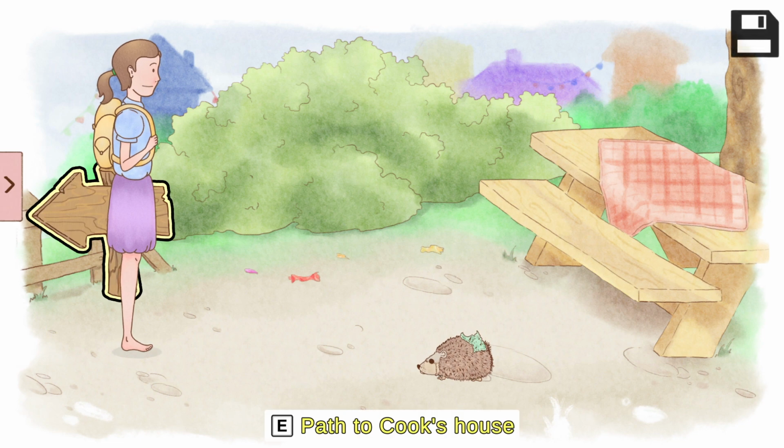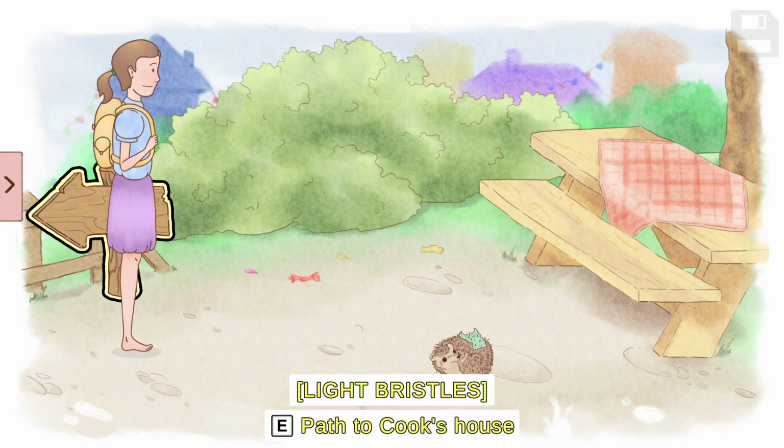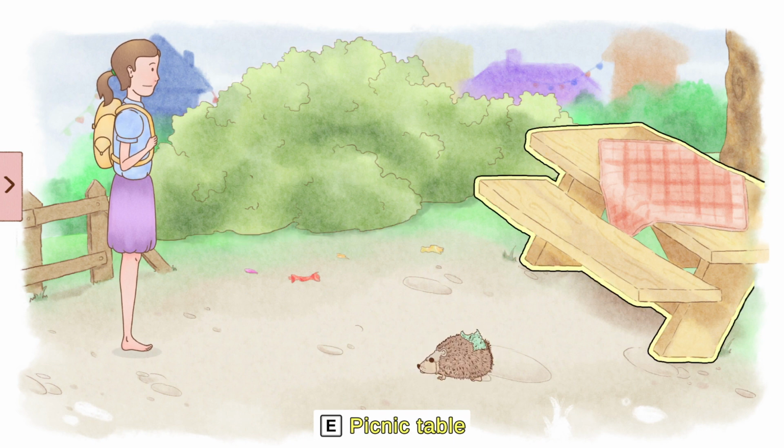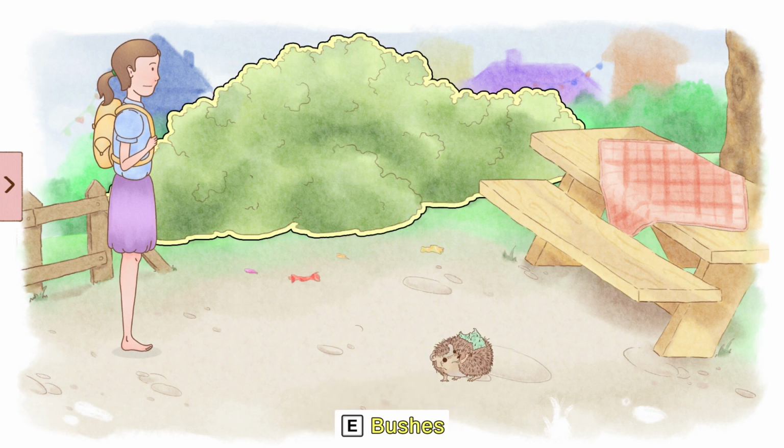Auto saving. Path to cook's house. Press E. Bushes. Hedgehog. Picnic table. Side menu. Picnic table. Hedgehog. Bushes.